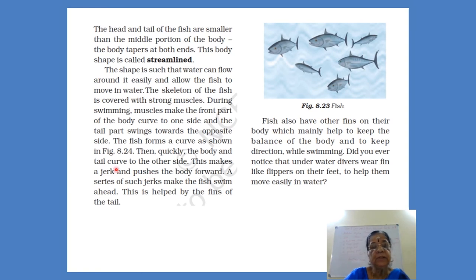Then the body tail curves to the other side. This makes the jerk and pushes the body forward. A series of such jerks makes the fish swim ahead. And it also has fins on its body, which mainly help to keep the balance of the body and keep the direction while swimming.